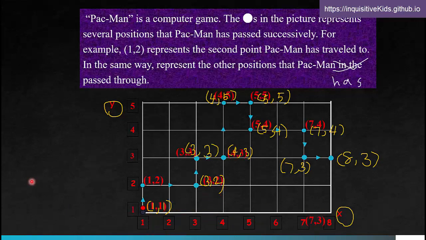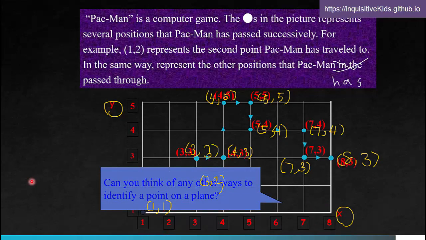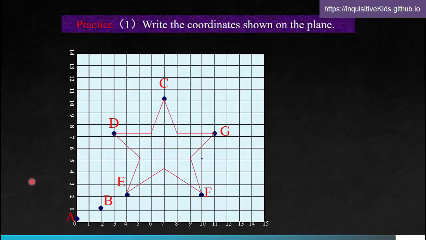So these are the answers, yep. Can you think of any other ways to identify a point on a plane? You can ponder that question by yourself, and then we will get to that later in the video. So let's practice.